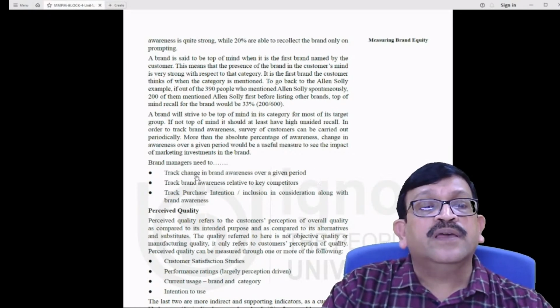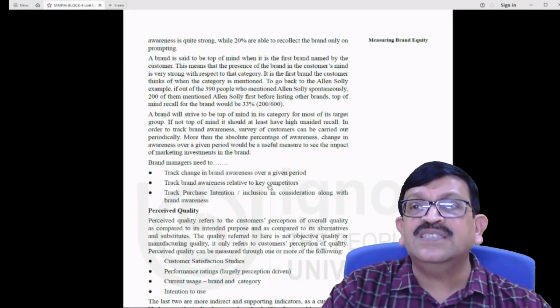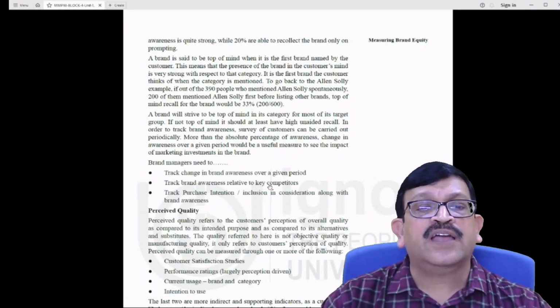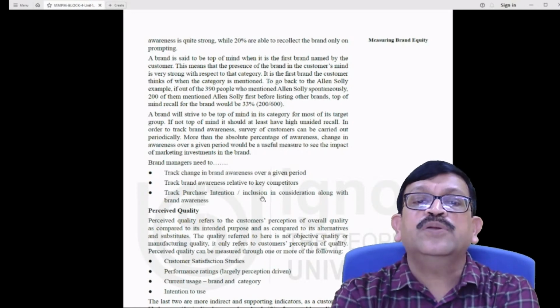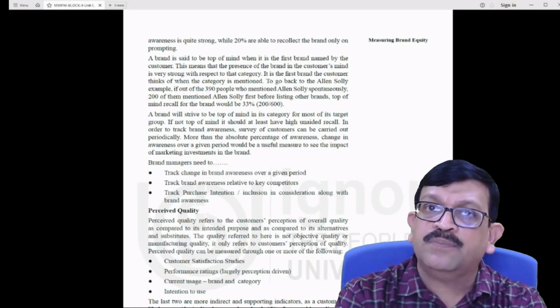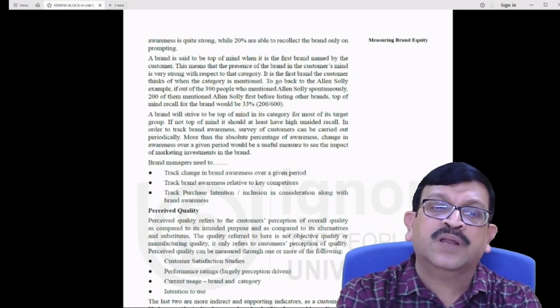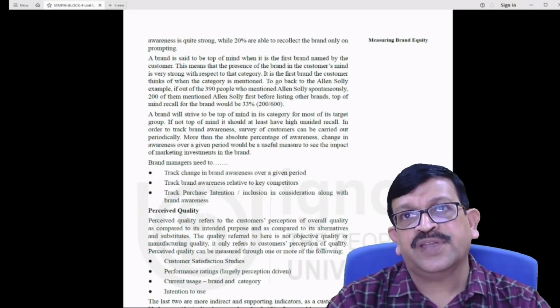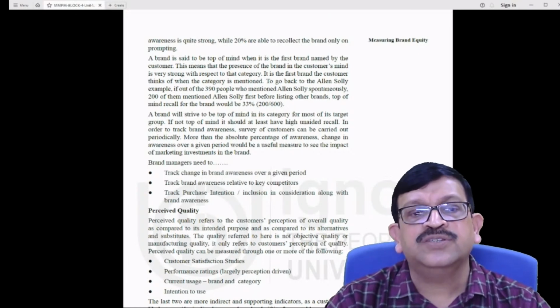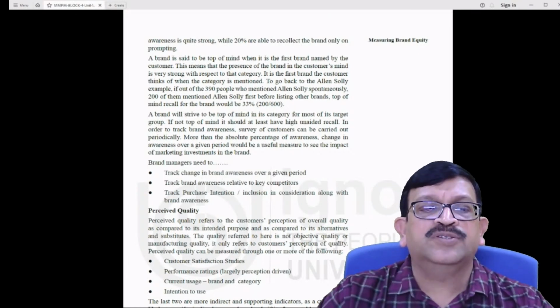So obviously it has to be the brand manager to consistently, continuously track the change in brand awareness, and also they have to look into their key competitors. How are they competing against the other competitors in the marketplace, and does this lead to a purchase intention, a kind of decision to go for a purchase.